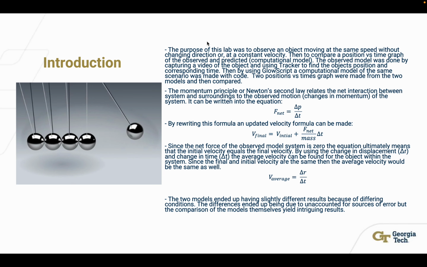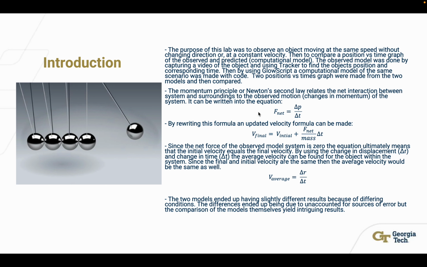To begin with, the purpose of the lab was to record an object moving at the same speed without changing, or at constant velocity. Then with this observational model, to use Tracker, a computer program, to find its position and time and create a position versus time graph. Then by using GlowScript and code given to us by the instructors, we could make a computational model and another computational position versus time graph and compare the two results.